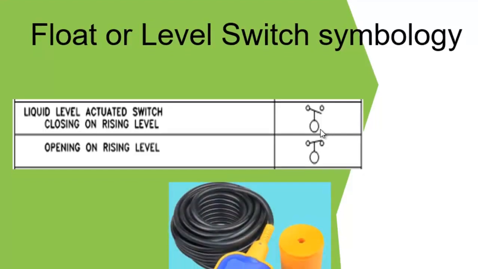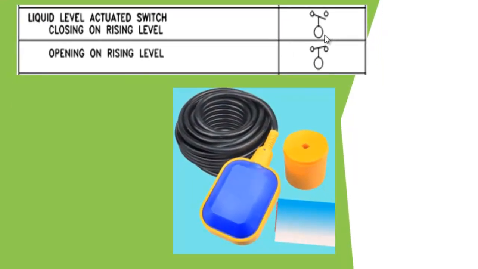So this is how the float switch looks on the ground. You see the float with wires attached to the end of the float. The connection wires are here, and this one runs from the tank to the control circuitry. So this is the float switch that is open.